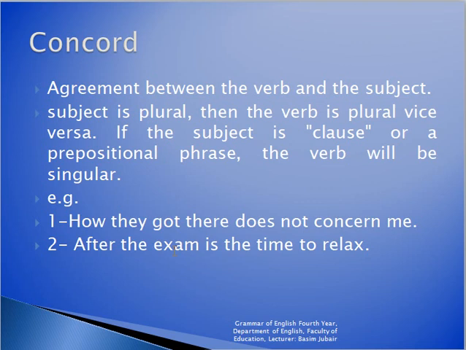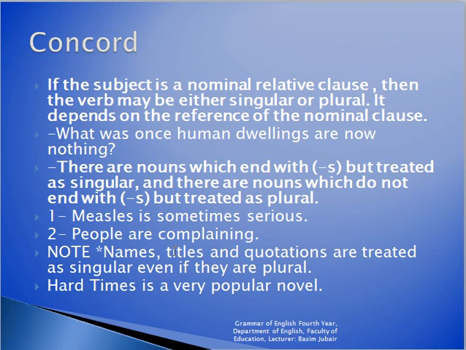Now, if the subject is a nominal relative clause, then the verb may be either singular or plural. How? It depends on the reference of the nominal clause. Sometimes we refer to a nominal clause as a plural noun, so it takes the plural form of the verb. Sometimes we refer to the nominal clause as a singular, then it must take the singular form of the verb.